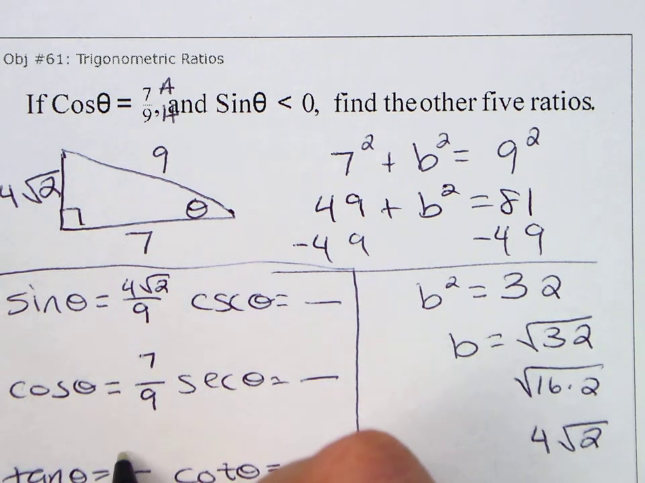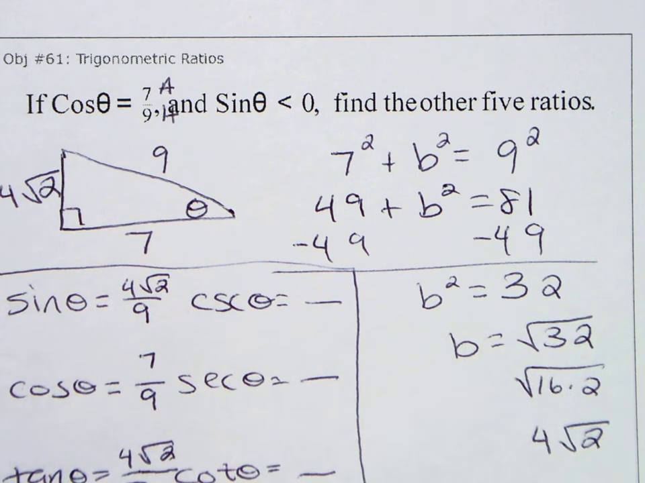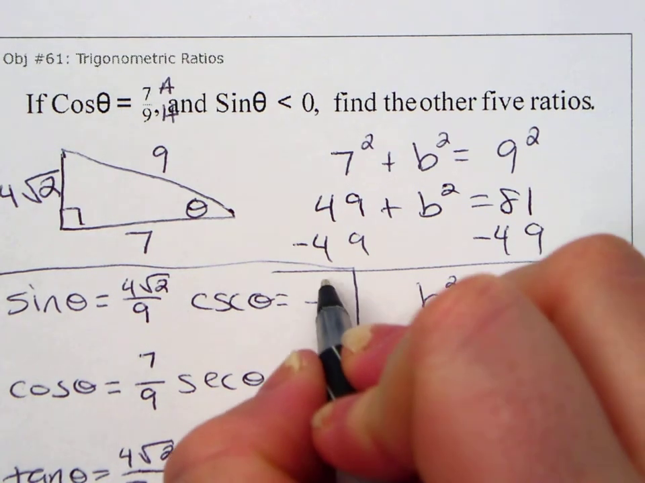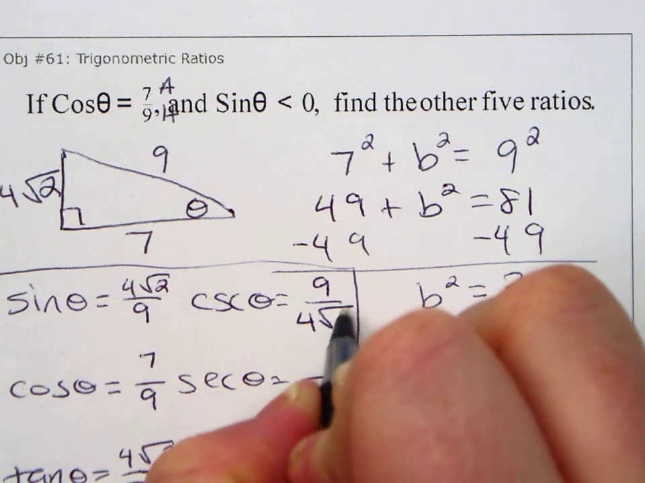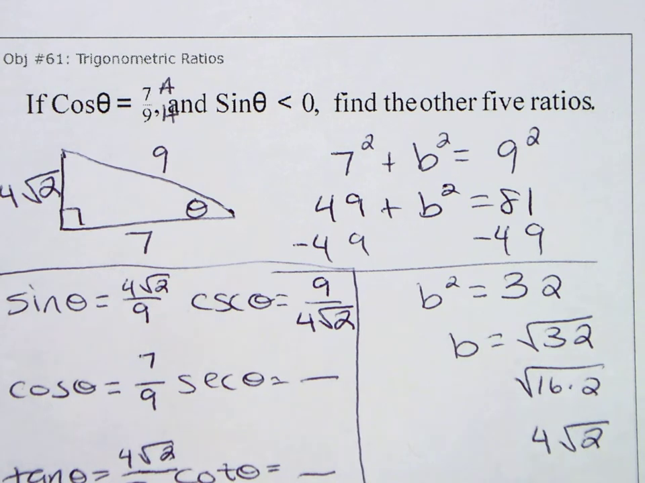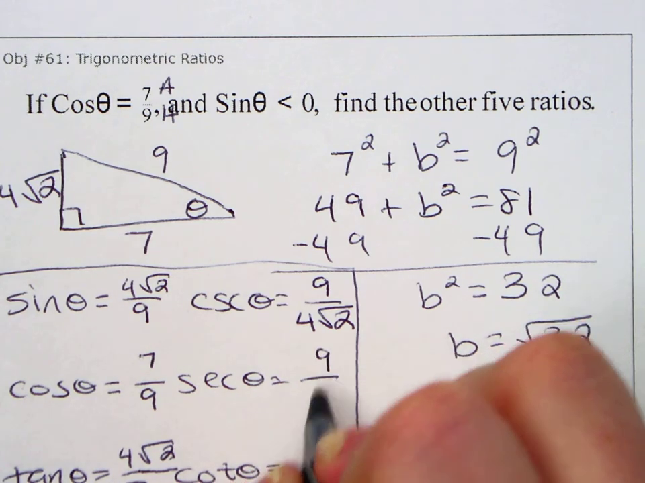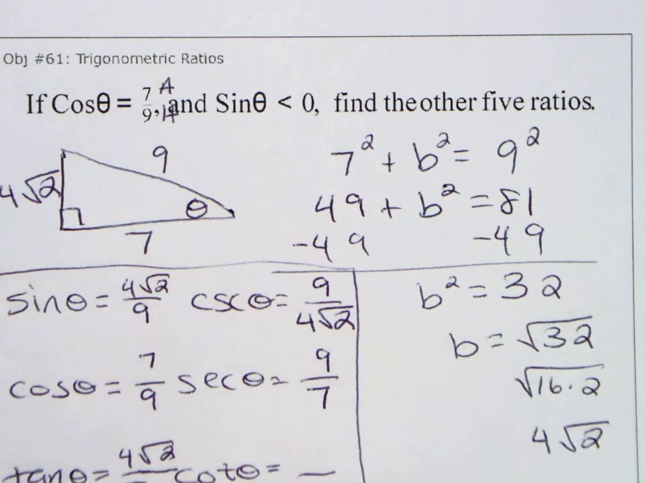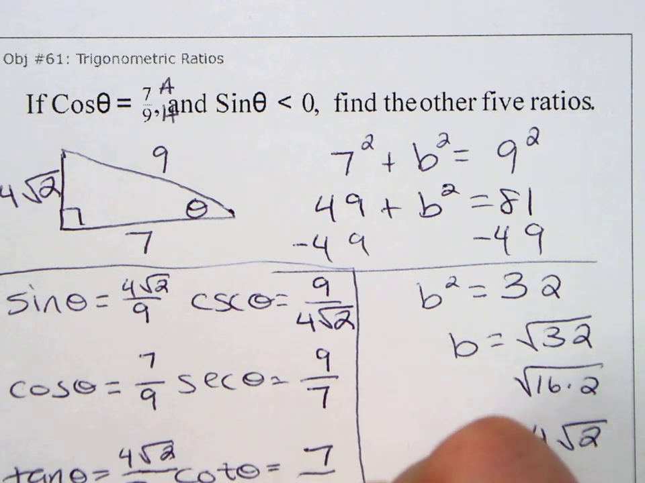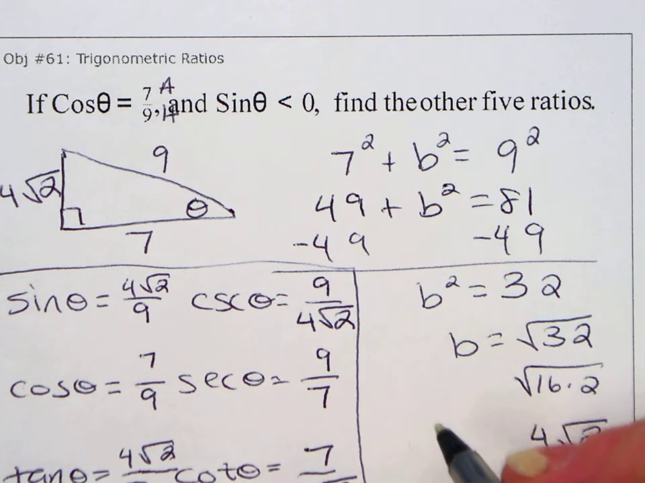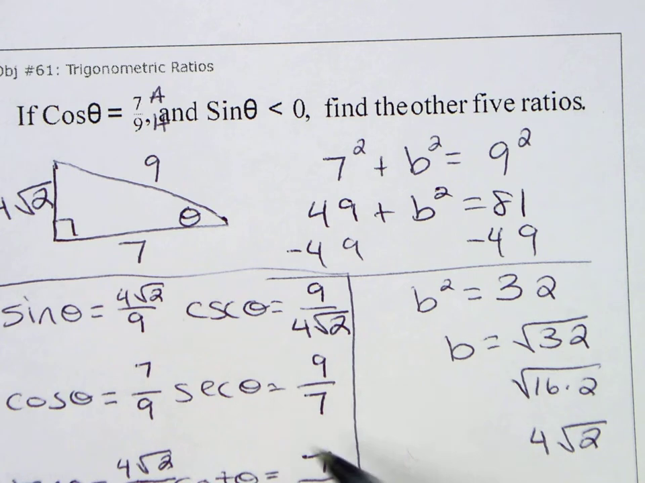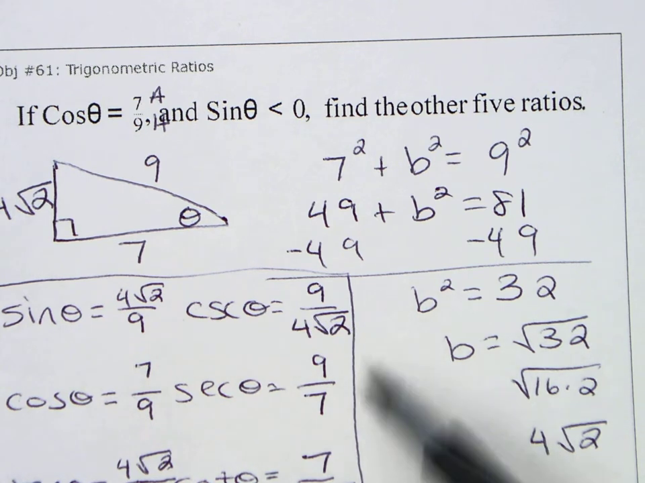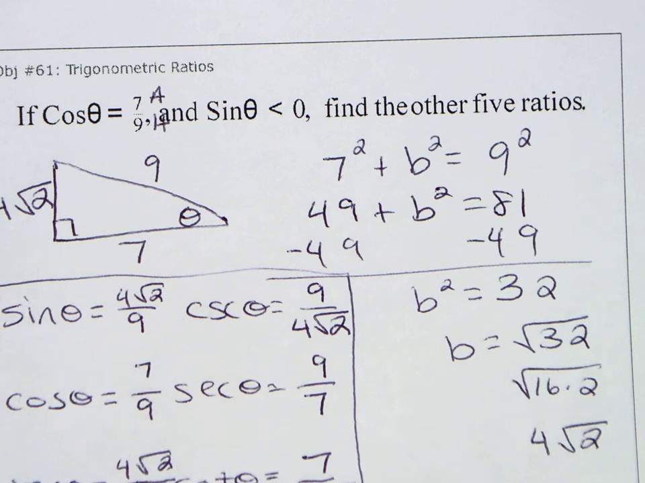Tangent, opposite over adjacent. The other three, just reverse. Hypotenuse over opposite, just kidding. Hypotenuse over adjacent. Adjacent over hypotenuse. Depending on the teacher, I don't really care with these if you leave the radical 2 in the bottom, but I know in college they always make you rationalize, depending on the teacher.